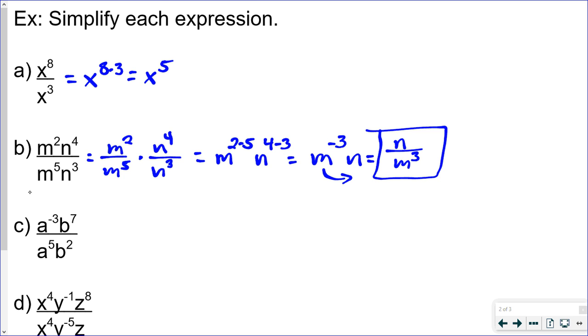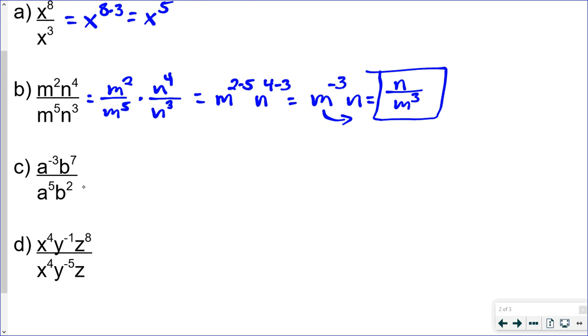All right, so let's look at this one. We have negative 3 minus 5 for the a's, and for the b's, we have 7 minus 2. So this becomes a to the negative 8th, b to the 5th. Again, don't leave the exponent negative, so move that down to the denominator. The b is fine, so leave it where it was.